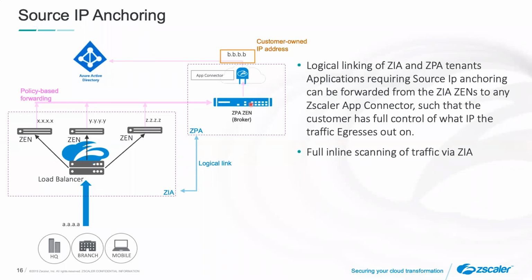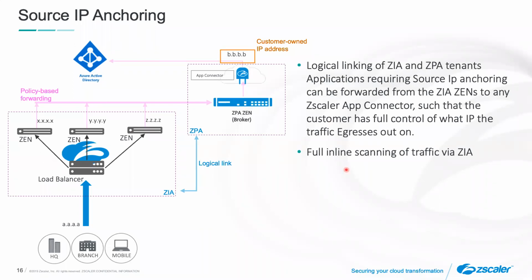So the broker actually knows each customer, and it knows, okay, this traffic is coming from this known customer, and it basically links your ZIA traffic to your ZPA tenant. Based on that, it is able to identify that it needs to forward the traffic to your app connector, and then it's able to forward the traffic out to the internet.